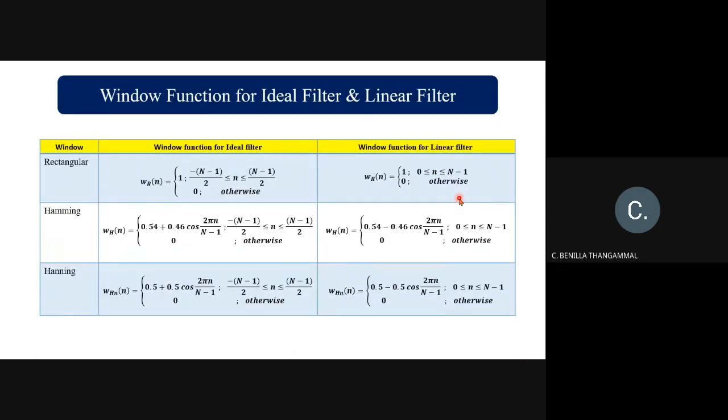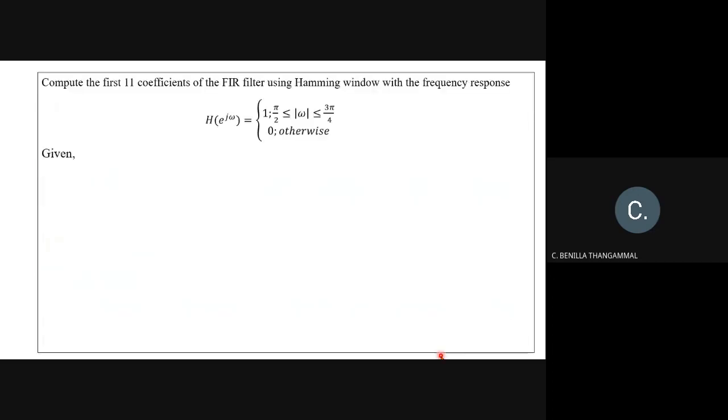And the window function for ideal and linear filter. As we saw earlier, your ideal system has the time range of minus (n minus 1) by 2 to plus (n minus 1) by 2, and for your linear phase filter it is from 0 to n minus 1. So your rectangular and Hanning window function is given for both your ideal filter as well as your linear phase filter. Now let us solve a problem here.